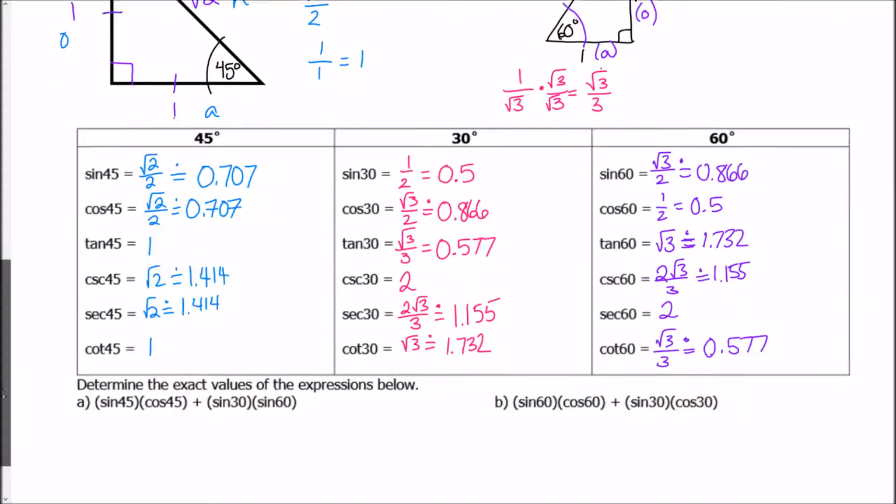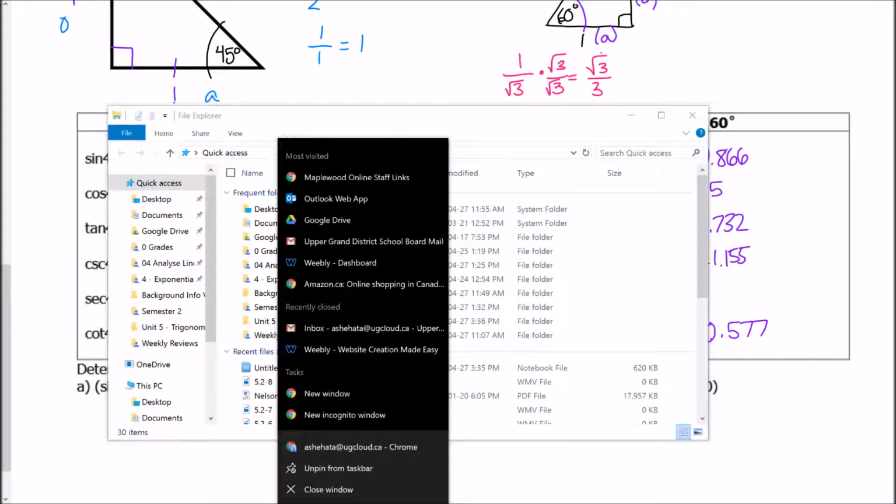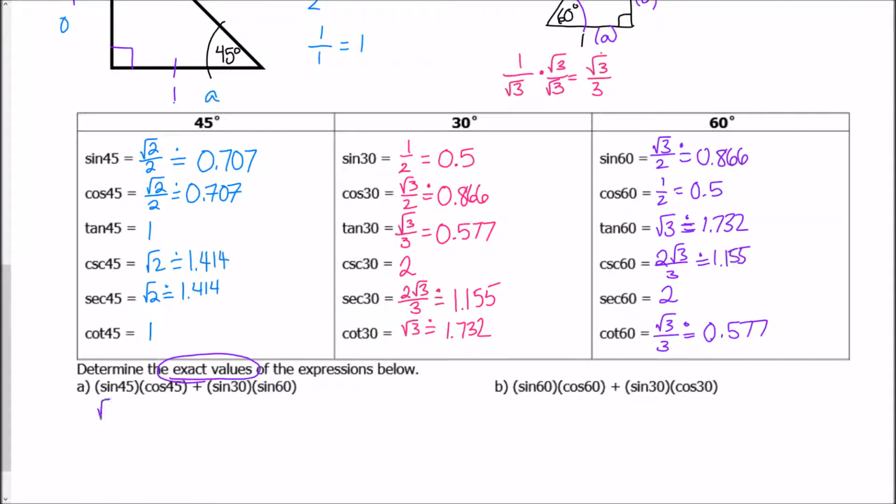So now we're going to use our information to answer these questions here. So determine the exact values, so no rounded answers, of the expressions below. So the first one is sine of 45. Well, we know sine of 45 is root 2 over 2. So I'm going to do root 2 over 2. And we also know that cosine of 45 is also root 2 over 2. So root 2 over 2 times root 2 over 2 plus.